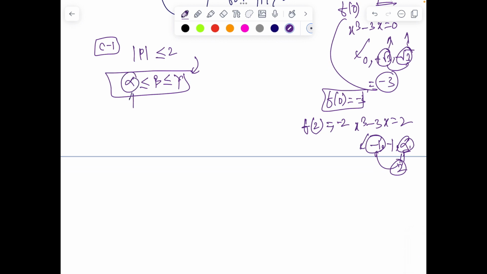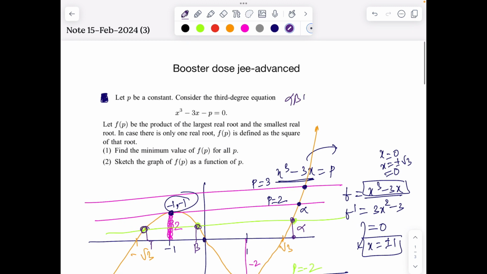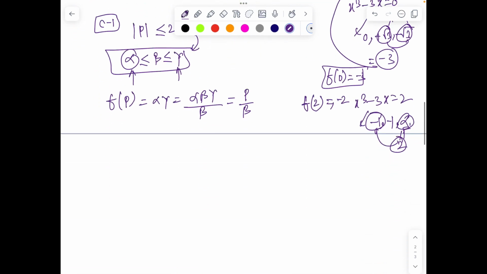So smallest is alpha, largest is gamma. So Fp is given by alpha gamma, which can simply be written as alpha beta gamma by beta. Alpha beta gamma is nothing but P by B, because alpha beta gamma, the product of roots from this cubic, is minus D by A, which is P. So what does P by beta represent?